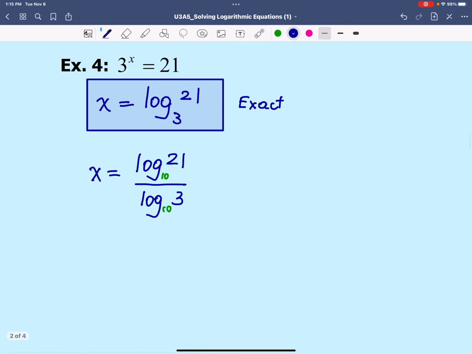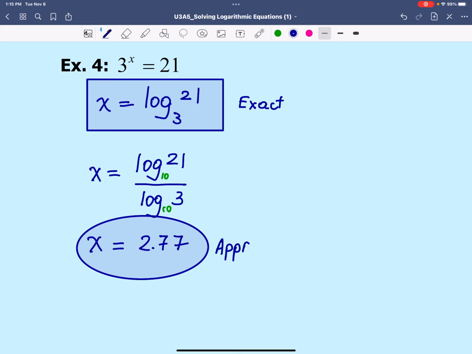And if I use my calculator here, I would get x equals 2.77, and that would be the approximate or the rounded answer. So I'll round it here. So the approximate answer.